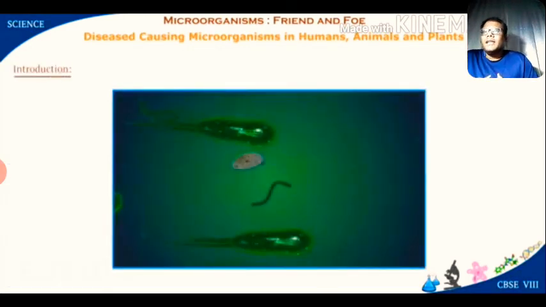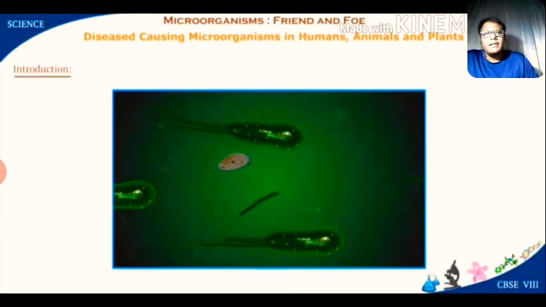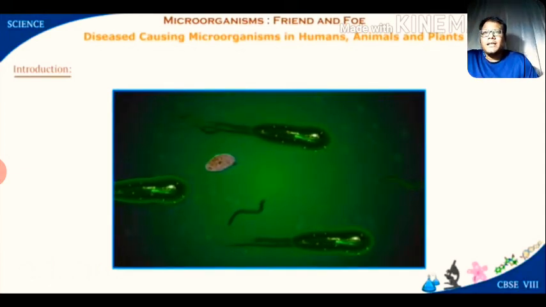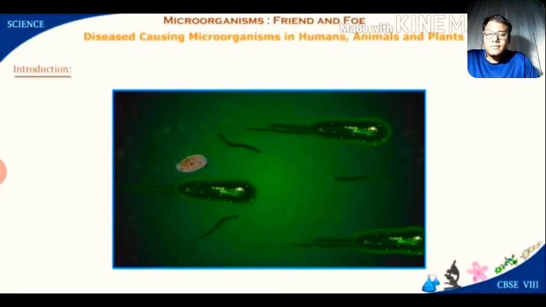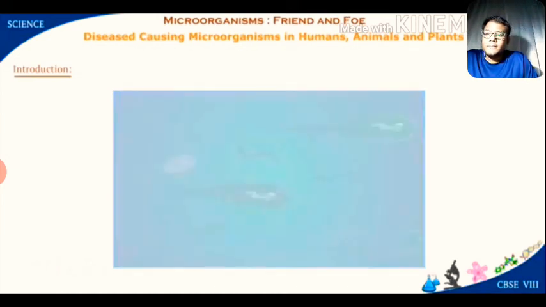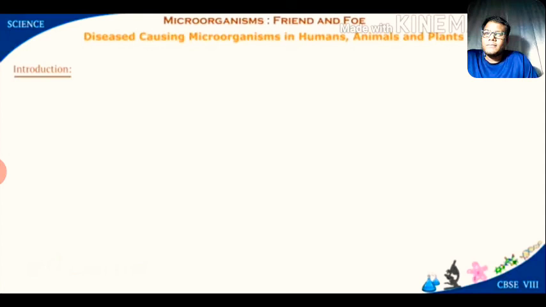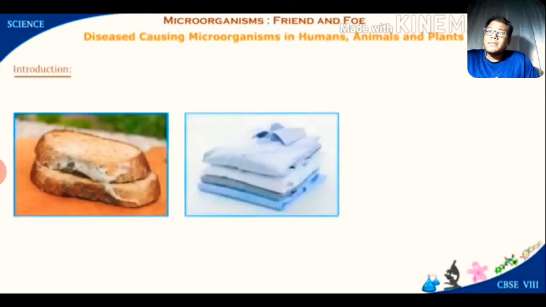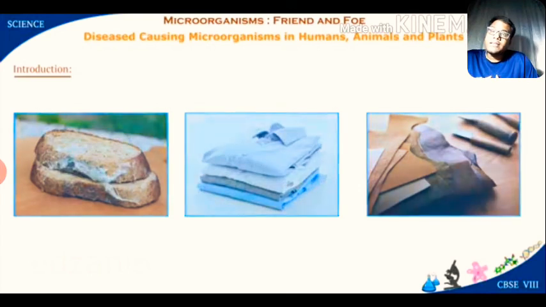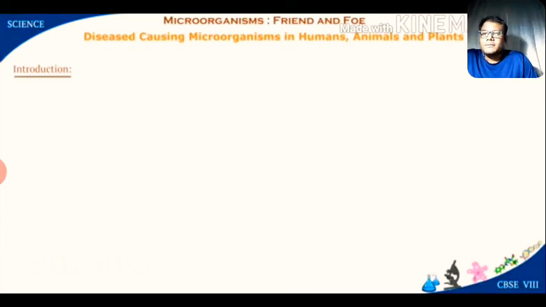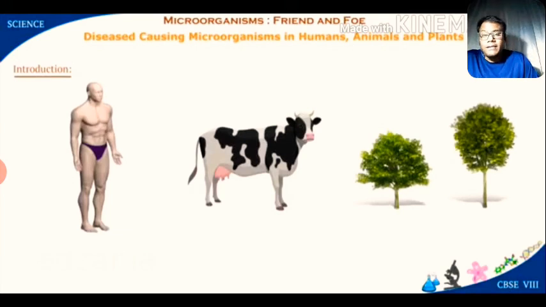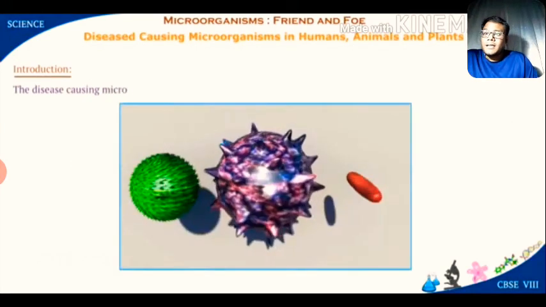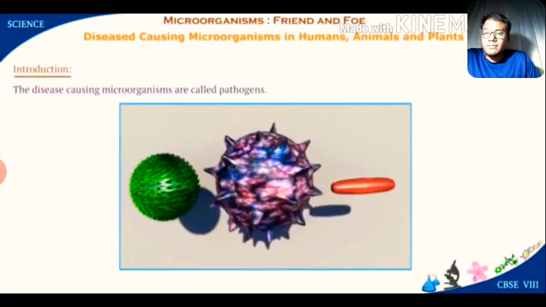Introduction. In the world of microorganisms, there are some that are harmful to us. They are harmful to other living organisms in various ways. Some cause disease, some spoil food, clothes and leather. Some disease-causing microorganisms affect not only humans, but also animals and even plants. The disease-causing microorganisms are called pathogens.